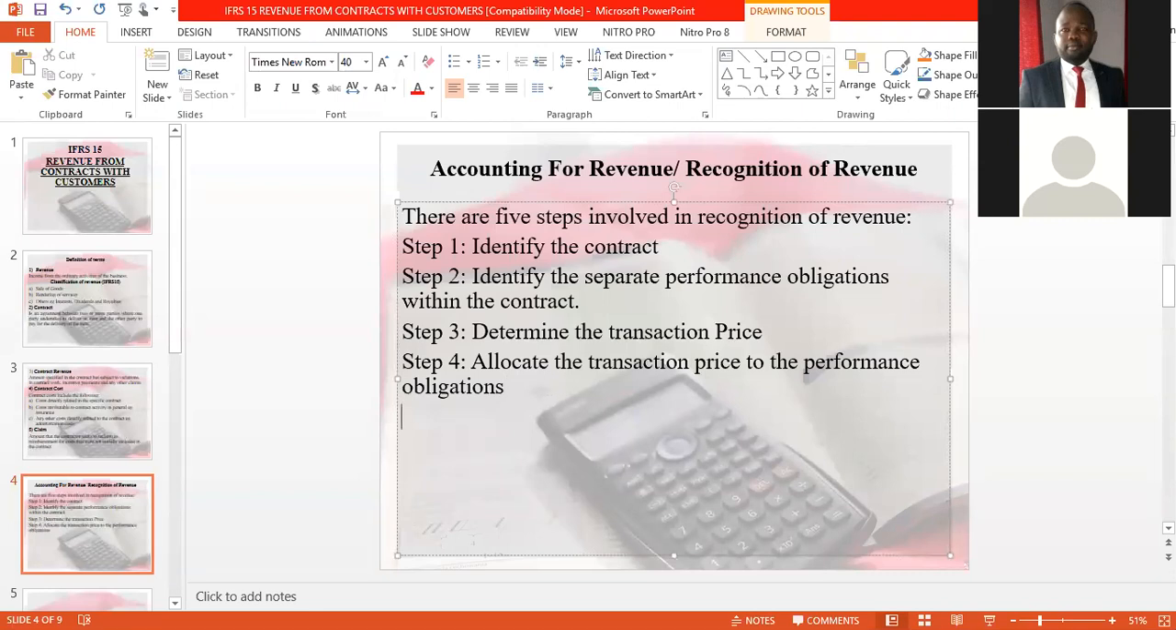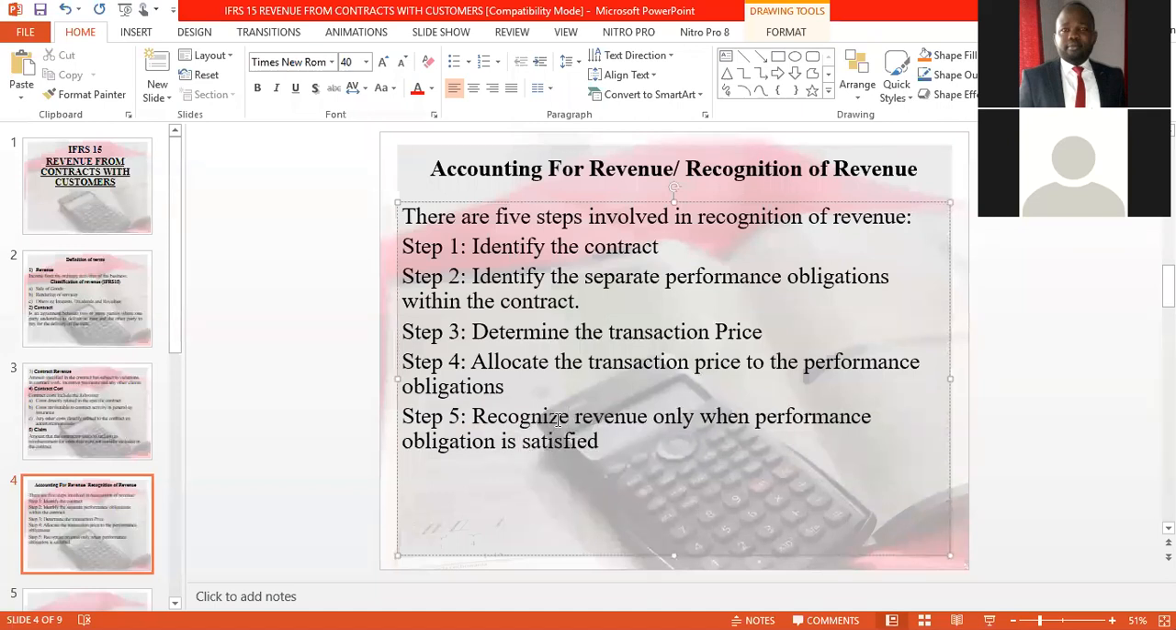And then step 5, which is the final, recognize revenue only when the performance obligation is satisfied. Remember, you only recognize it as your income when you comply. When you finish construction, you recognize it. If you have not finished, you only recognize a percentage.